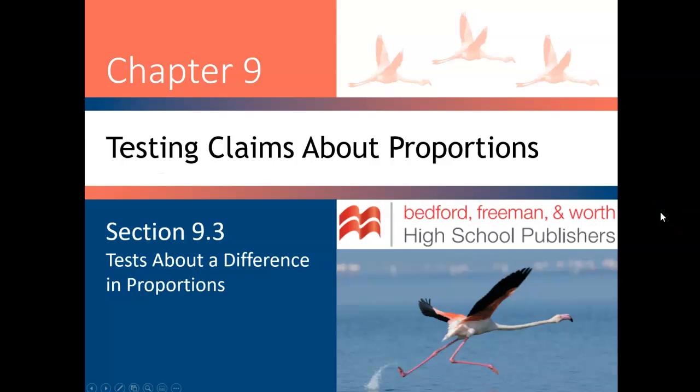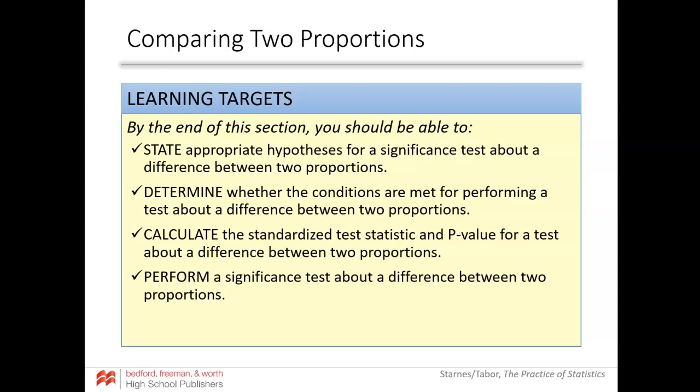Hello. So we're here to wrap up the chapter on testing claims about proportions, and next we move on to other types of significance tests in chapter 10 and eventually the end of the course. But this lesson today is going to be all about the test for difference in proportions. And the notation can get a little crazy.